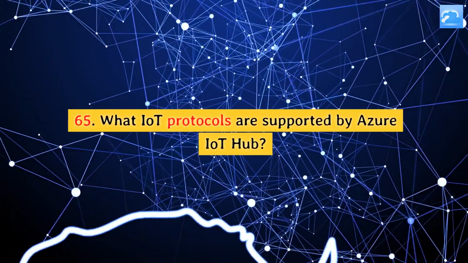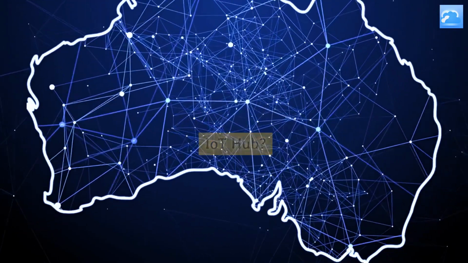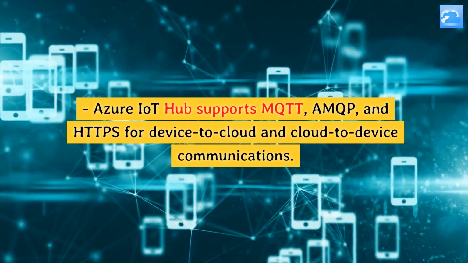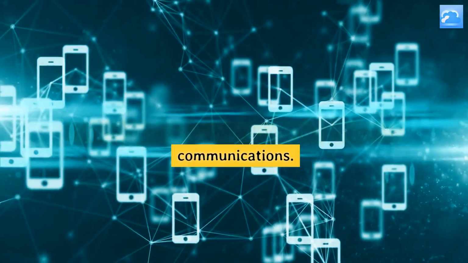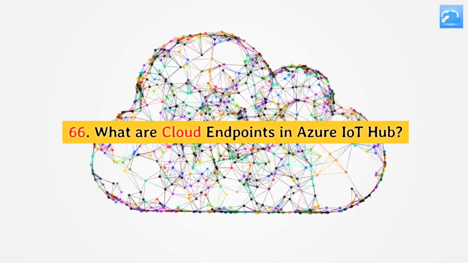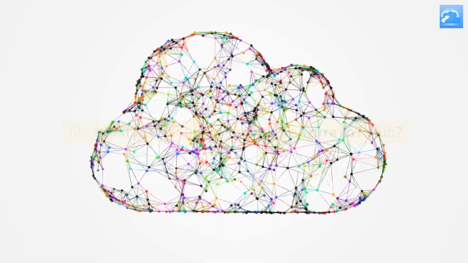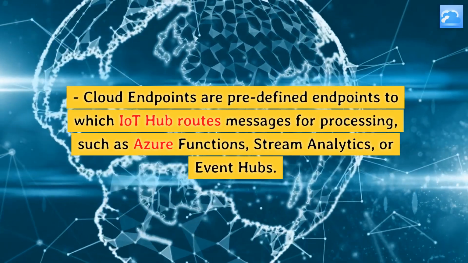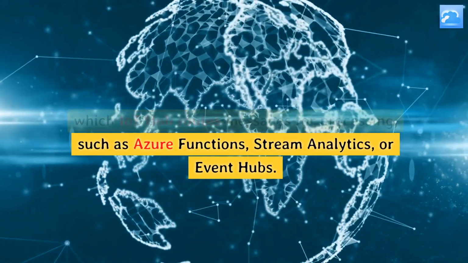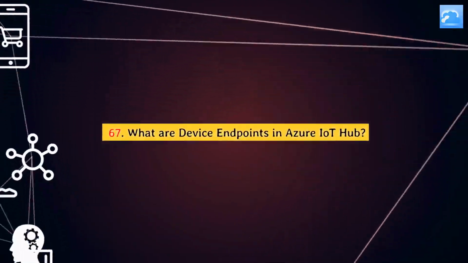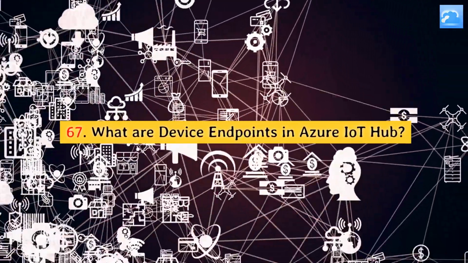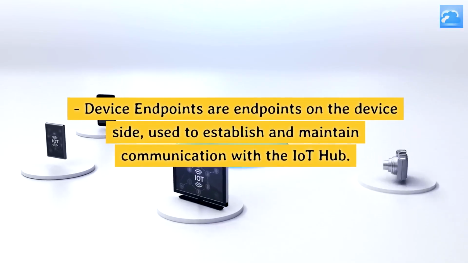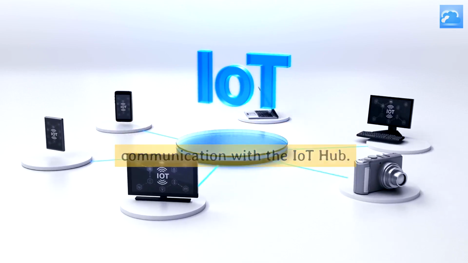65. What IoT protocols are supported by Azure IoT Hub? Azure IoT Hub supports MQTT, AMQP, and HTTPS for device-to-cloud and cloud-to-device communications. 66. What are cloud endpoints in Azure IoT Hub? Cloud endpoints are predefined endpoints to which IoT Hub routes messages for processing, such as Azure Functions, Stream Analytics, or Event Hubs. 67. What are device endpoints in Azure IoT Hub? Device endpoints are endpoints on the device side, used to establish and maintain communication with the IoT Hub.